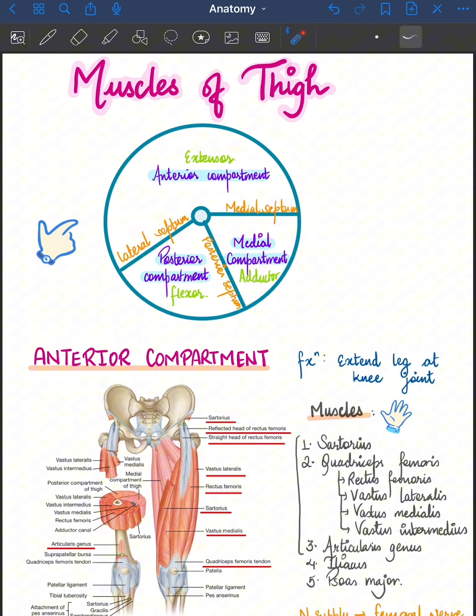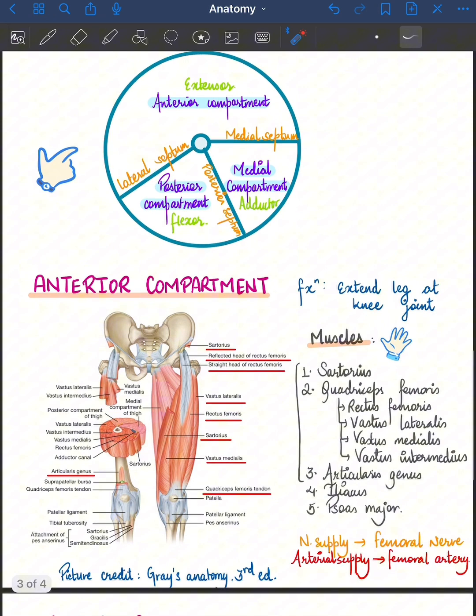Okay, so today let's talk about the muscles of the thigh. The muscles of the thigh can be divided into three compartments: the anterior, the medial and the posterior compartments, and they are divided by the intermuscular septum. So the medial septum divides the anterior and medial compartment. The posterior septum divides the posterior and the medial compartment, and the lateral septum divides the posterior and the anterior compartment. Now let's talk about the individual compartments.